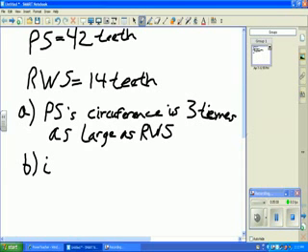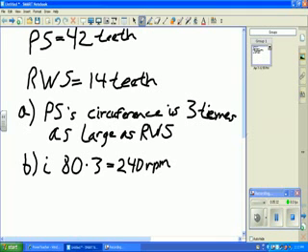Okay, so think about it like this, Cody. If the pedal sprocket turns once, how many times does the rear wheel sprocket have to turn? So if the pedal sprocket turned 80 times, how many times would the rear wheel sprocket have to turn? You gonna type that in real quick? 240. Good stuff, Cody. So 240 rotations, or revolutions per minute.